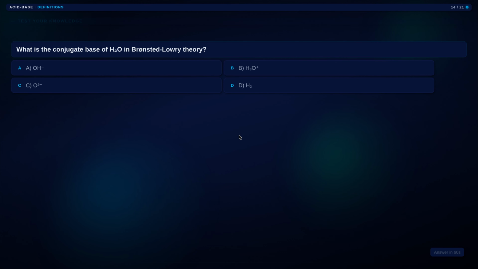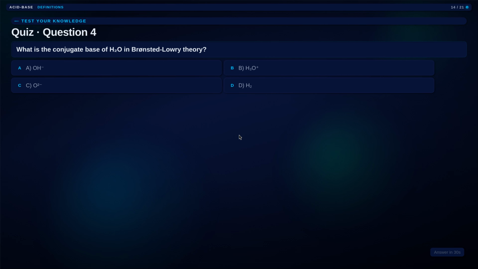Quiz question 4. What is the conjugate base of H2O in Bronsted-Lowry theory? Option A, OH-. Option B, H3O+. Option C, O2-. Option D, H2. The correct answer is A.